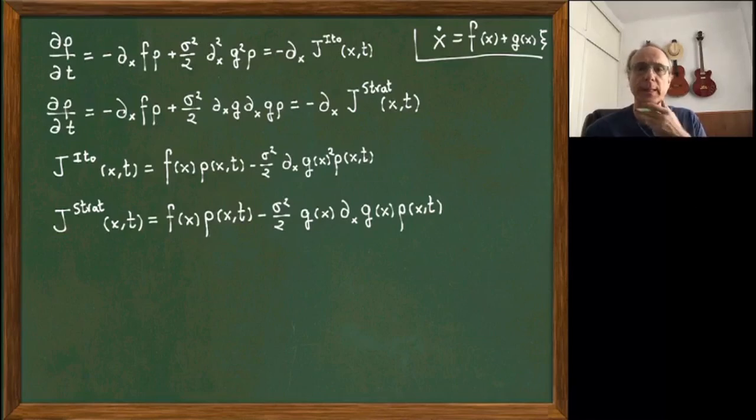Okay, in the last session we ended here. We expressed the Fokker-Planck equation as a continuity equation, and we wrote the expression for the current, both for the Itô interpretation and the Stratonovich interpretation, which is slightly different. This g in the Itô interpretation is inside the derivative. Okay, now we are interested in solving this equation.